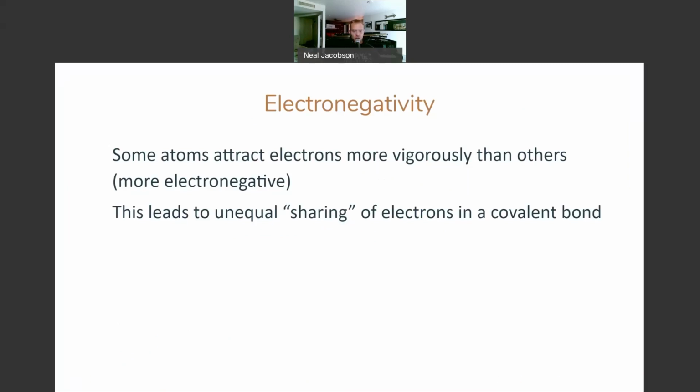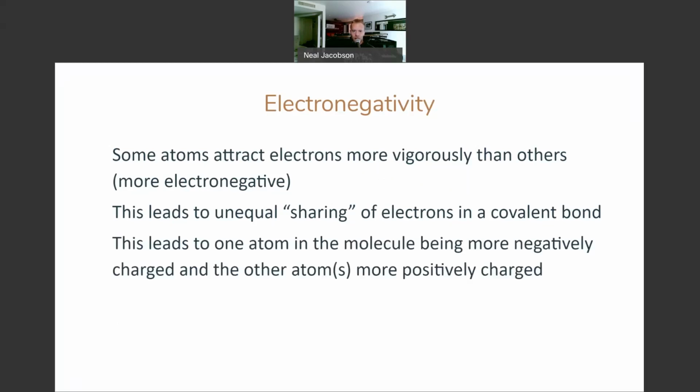So oxygen is going to pull those electrons towards it. It's going to keep the action figures closer to itself. And this leads to an unequal sharing, and so that creates a polar bond. And so one atom will become more negatively charged in that molecule than the other atoms.